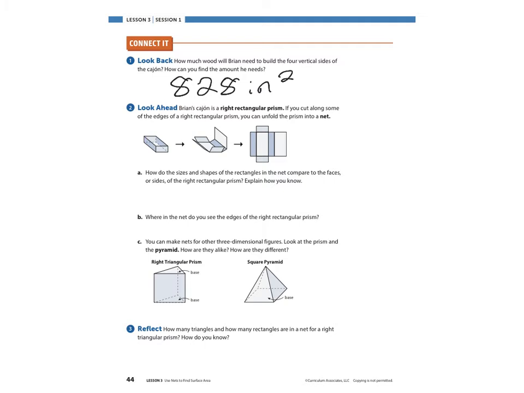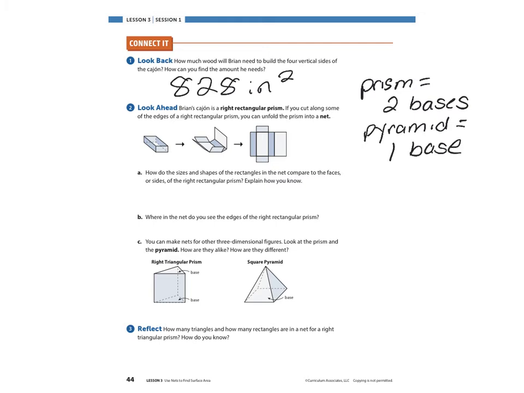So looking ahead, what we're working towards. Brian's Cajun drum is called a right rectangular prism. It's a lot of words there, but a prism has two bases. So when you hear the word prism, I want you to think of having two bases. And just a heads up, a pyramid, think of what a pyramid looks like, has one base. Here would be an example of a pyramid, and here's a prism. Two bases, one base. So a right rectangular means the faces are rectangular in design.